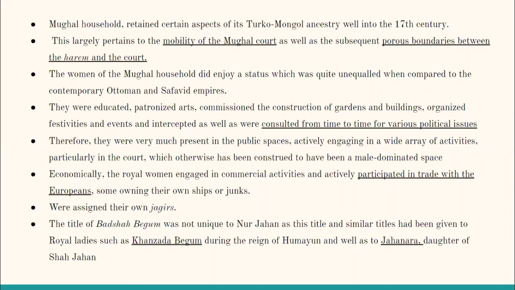They were educated, they patronized arts, they commissioned construction of large buildings and gardens, they organized festivities and events, and also intervened from time to time and were consulted for various political issues. Therefore, they were very much present in public spaces, actively engaging in a wide array of activities, particularly in the court, which is otherwise seen as a male-dominated space. Economically, the royal women engaged in commercial activities and actively participated in the trade with the Europeans, and some owned their own ships or junks. And Nur Jahan did own her own junk, which plied on the western coast of the Indian subcontinent. They were also assigned their own jagirs for their maintenance and had a retinue of their own divans and wakils and officers to facilitate them with the administration.